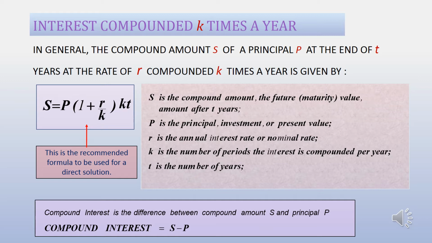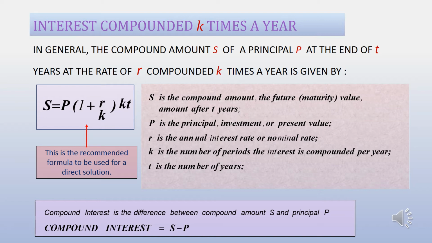S is the compound amount or the future value. P is the principal or the investment or the present value. R is the interest rate, the annual rate or the nominal rate. K is the number of periods the interest is compounded per year, meaning K is the number of times the interest is calculated in a year. T is the number of years.